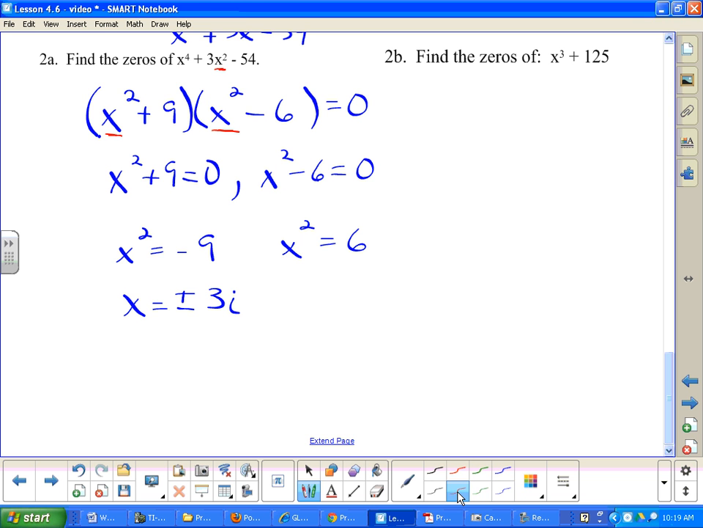So we're going to take the square root of both sides. And the square root of a negative number is a complex number, i. Square root of 9 then is 3. And here then we get plus or minus square root of 6.